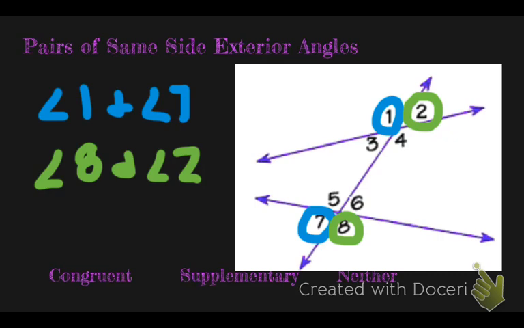Now in this case, when I answer the question, are these same side exterior angles congruent, supplementary, or neither? Well, they're not congruent to each other. They are definitely not the same, they're not equal in measure. And in this case, they are not supplementary to each other either. So in this case, I'm going to circle neither. So that means that same side exterior angles will only be supplementary if our lines are parallel.